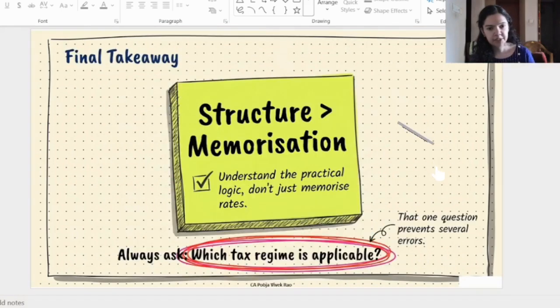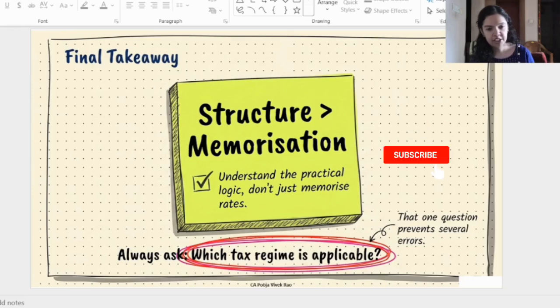So the biggest mistake students make in the salary chapter is trying to memorize every provision separately. Instead of this, connect the provisions and create a structure. Think of this chapter as follows: salary, then basic salary, allowances, perquisites, retirement benefits, recognized provident fund, and deduction. And before solving any practical question, always ask which tax regime is applicable. This one question can prevent several errors.